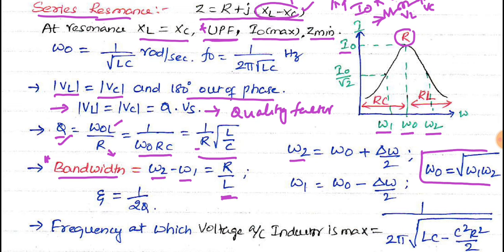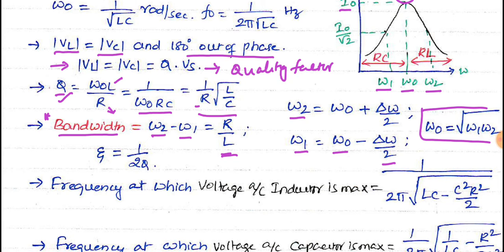So W2 is equal to W0 plus delta W by 2, and W1 is equal to W0 minus delta W by 2. Sometimes they may combine this concept with the control systems concept. What is zeta here? Zeta is nothing but the damping ratio. Zeta is equal to 1 by 2 QL. This should also be remembered. They may ask, if the quality factor doubles, what happens to the zeta value? Like that they will frame questions.